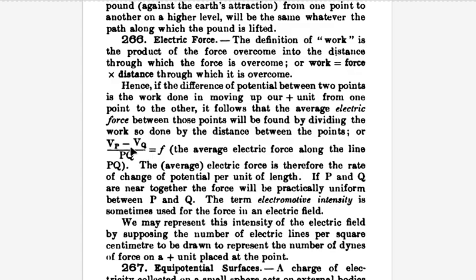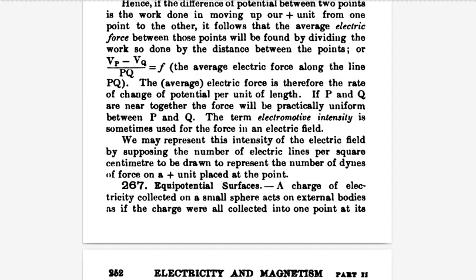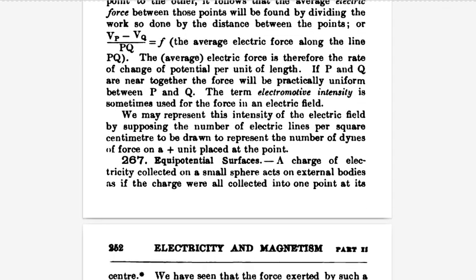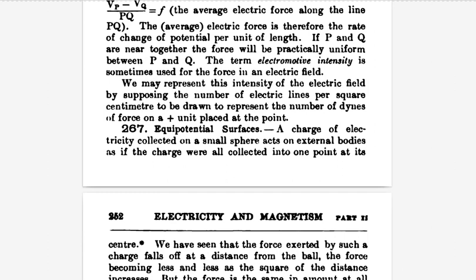Or (V of P minus V of Q) over PQ equals F, which is the average electric force along the line PQ. The average electric force is therefore the rate of change of potential per unit of length. If P and Q are near together the force will be practically uniform between P and Q. The term electromotive intensity is sometimes used for the force in an electric field. We may represent this intensity of the electric field by supposing the number of electric lines per square centimeter to be drawn to represent the number of dynes of force on a plus unit placed at the point.